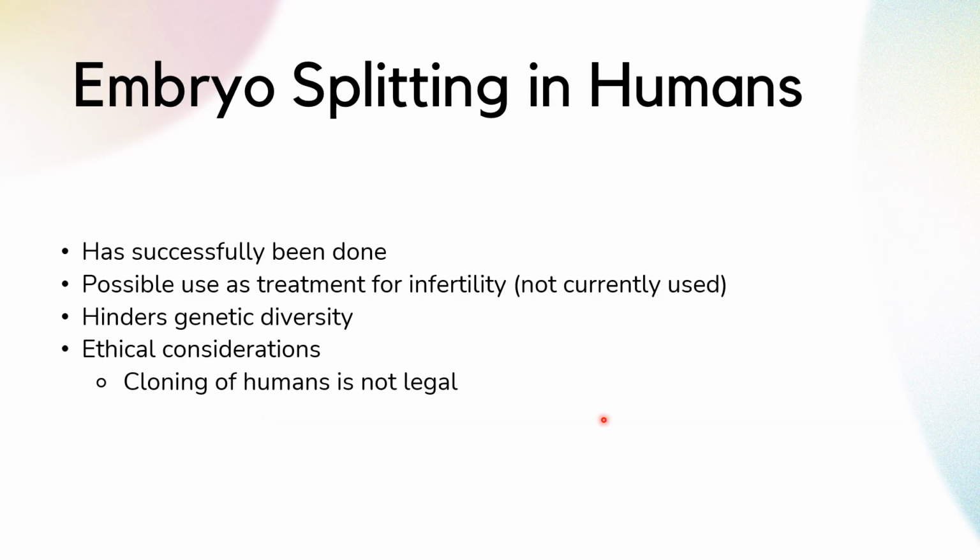And lastly, can we use embryo splitting in humans? It has been successfully done and as a possible use as a treatment for infertility, but it's not currently used. Again, it hinders genetic diversity though. So the offspring are all going to be clones of each other. Of course, there are ethical considerations because cloning of humans is not legal.